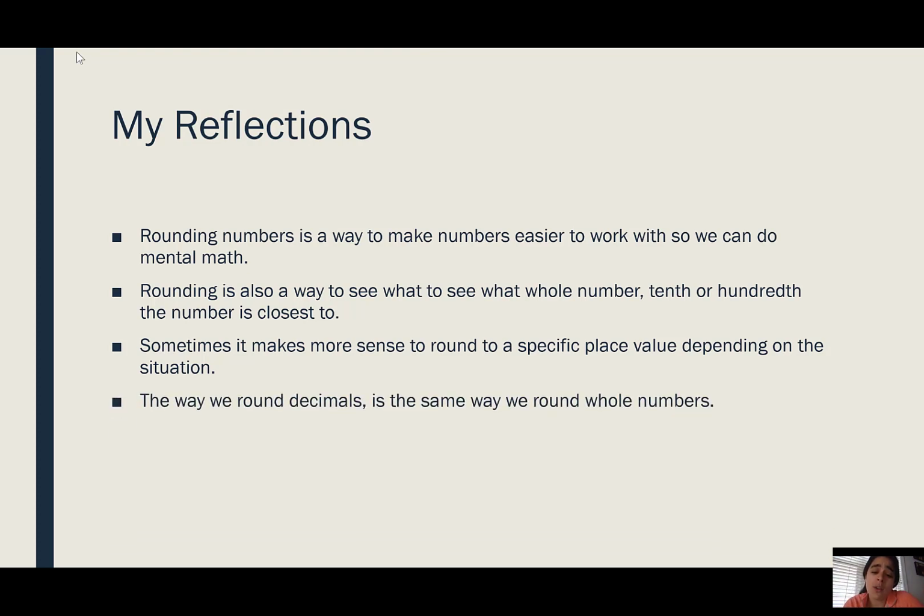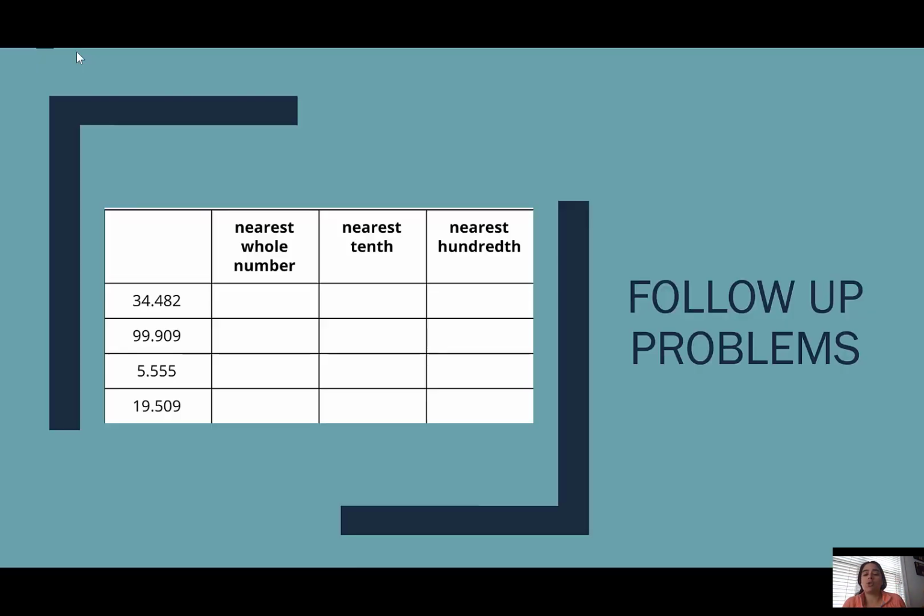The way we round decimals is the same way we round whole numbers. So if it's 5 or higher, we're rounding up. If it's 4 or less, we are rounding down. So here's what I want you to do. Here's a follow-up problem. I want you to go ahead and take these 4 numbers and round to the nearest whole number, the nearest tenth, and the nearest hundredth. I would pause it right now and do this.